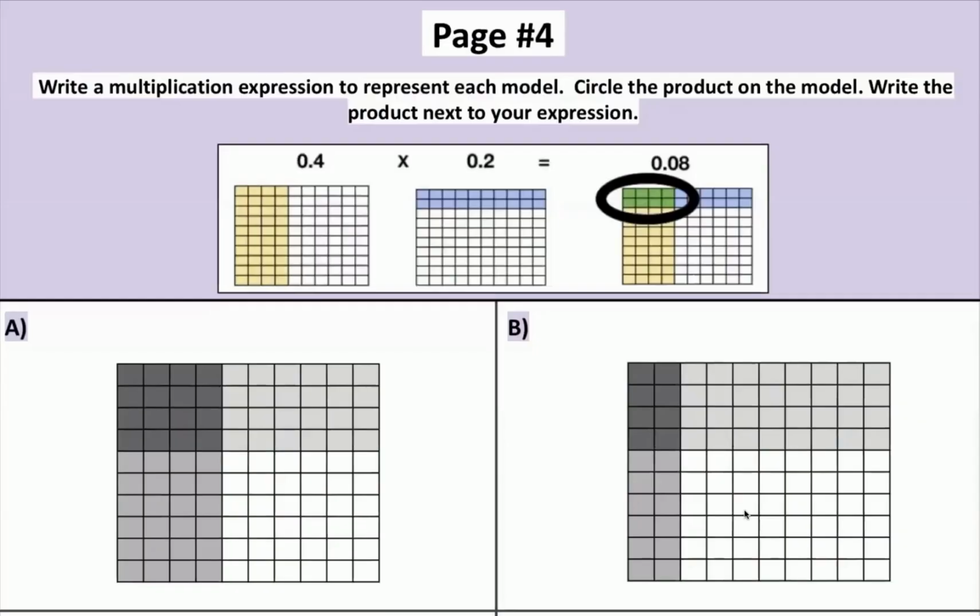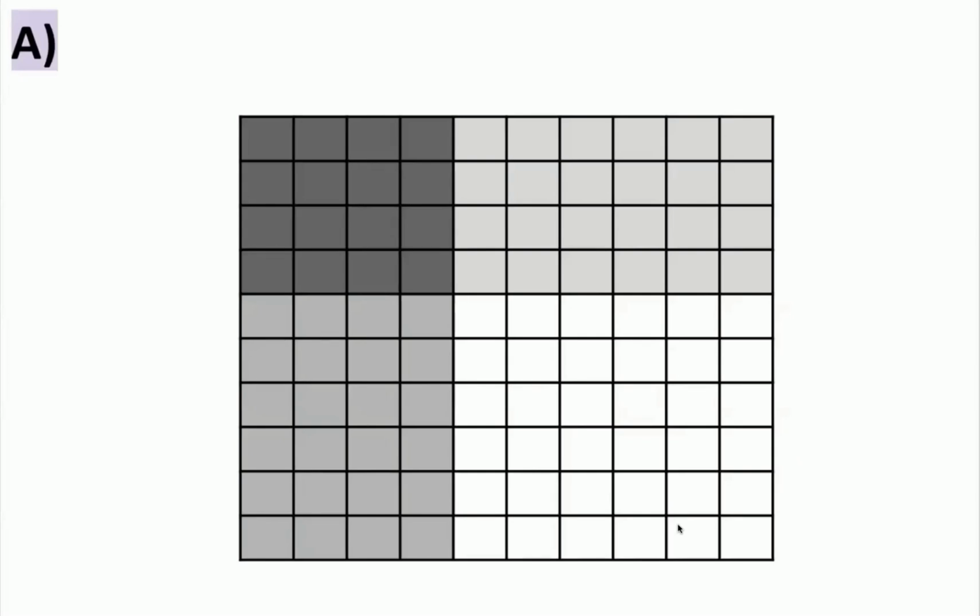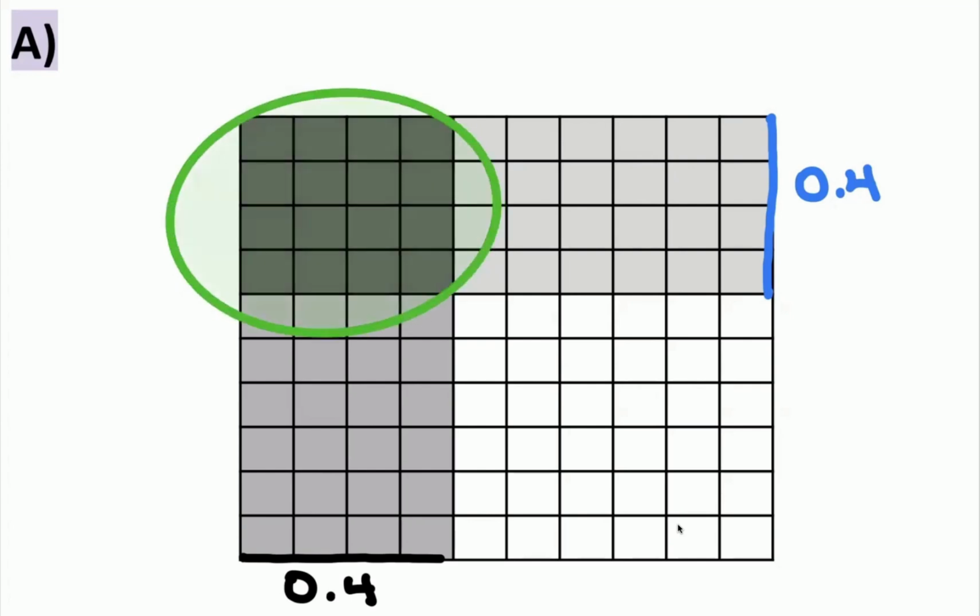On page 4, we're given a visual model, and we are going to write a multiplication expression to represent it, and we're going to circle the product on the model. Let's zoom in on A. For problem A, I can see that our 4 vertical columns represent 4/10, 4 columns of 10. And then the shaded horizontal rows are 4/10. And then if we look at the dark part, that represents what's shaded for both. We have 16 squares that overlap.